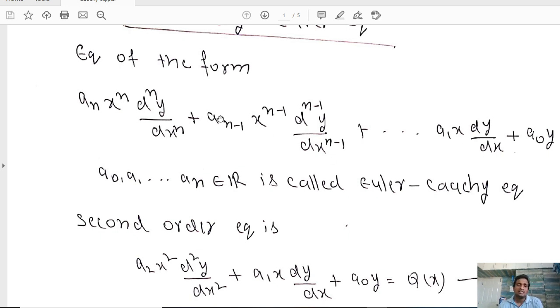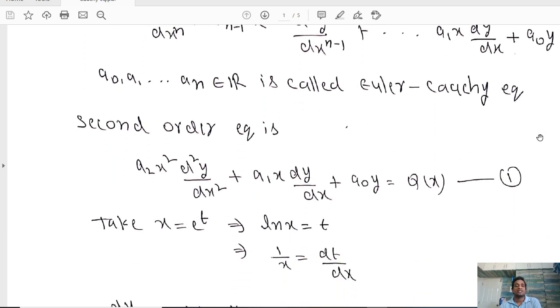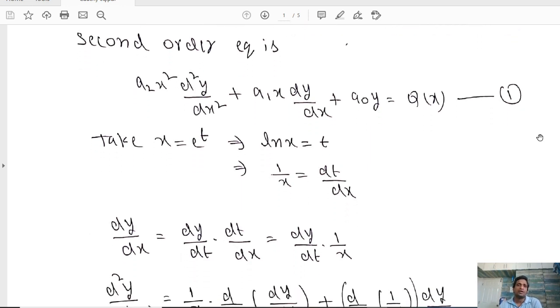The easiest way to recognize it: here x power n means the nth derivative, x power n minus 1 means the n minus 1th derivative, x means one time derivative, and x power 0 means there is no derivative. Like that we have to recognize the Cauchy-Euler differential equation. Today we are going to derive the formula for the second order Cauchy-Euler equation.